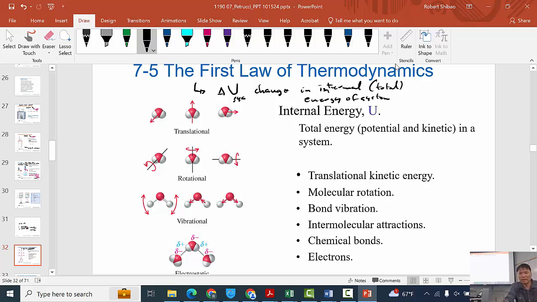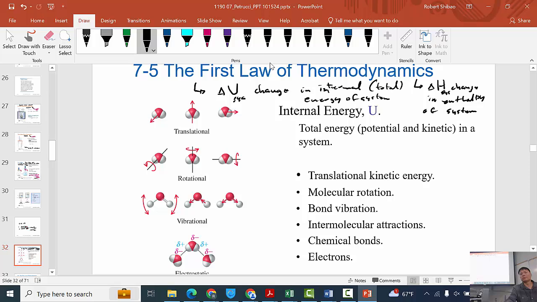Of course, the energy, according to the first law, can neither be created nor destroyed. So if the system loses or gains energy, it must have gone to the surroundings. And then there's one other thing we want: delta H. Delta H is what we call enthalpy. This is the change in enthalpy of the system.